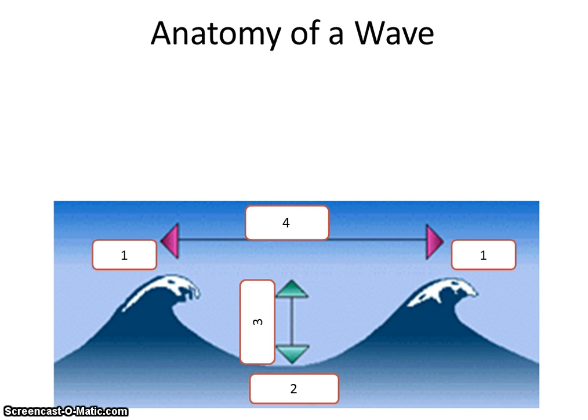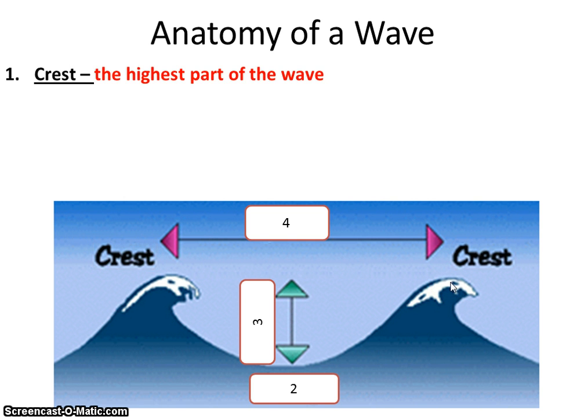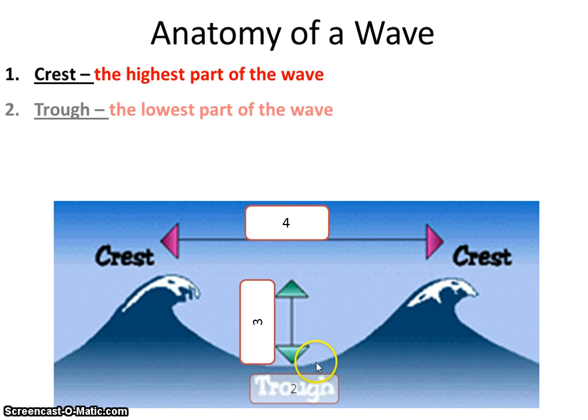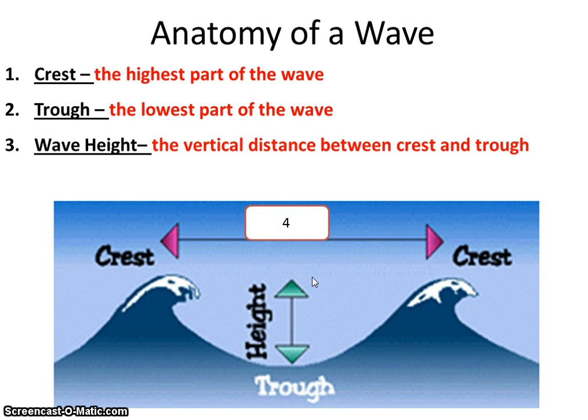In order to really understand waves, you have to understand a little bit about the anatomy of ocean waves. Ocean waves have four parts to them. The first is this top part, known as a crest, the highest part of a wave. Opposite the crest is the lowest part of the wave, the trough. And if you were to measure the vertical distance between the trough, the lowest part of the wave, and the crest, the highest part of the wave, you would get the wave height.